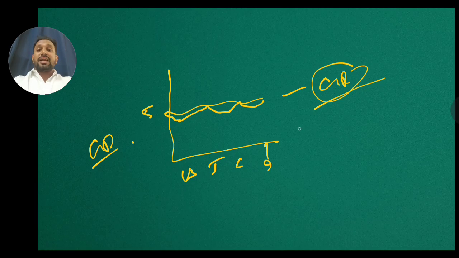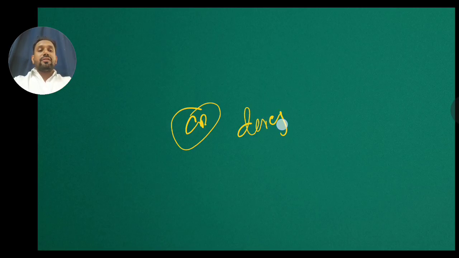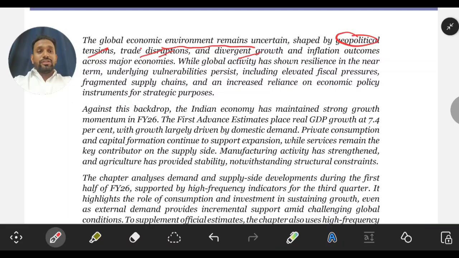But the survey says that we are having a divergent growth rate. Nothing but the USA is here, Japan is here, China is here, India is at 7%. So across the world we are not able to see a constant or standard growth rate. We are seeing a divergent growth rate. It means that all the countries are not going at the same growth rate. Some are having a very high growth rate, some are having what? A low growth rate. That is what the survey mentions. So divergent growth rate and inflation outcomes will definitely come into existence, right?